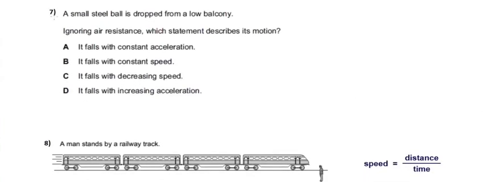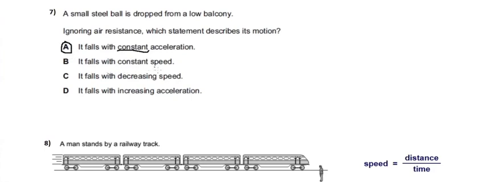Now the seventh question: a small steel ball is dropped from a low balcony. Ignoring air resistance, which statement describes its motion? It falls with constant acceleration, it falls with constant speed, it falls with decreasing speed, or it falls with increasing acceleration. We know that whenever any body is moving freely in gravity, it has a constant acceleration in the downward direction. So it has a constant acceleration, and that is the correct answer.